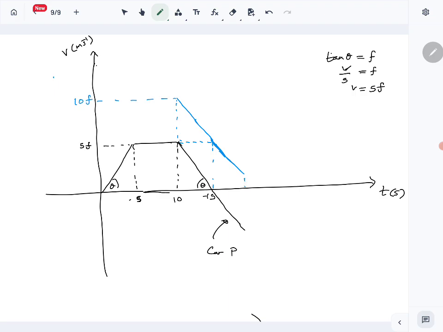So let's say at this point they meet. So this time, let's say capital T. We need to find this capital T. Okay. So this is car Q.